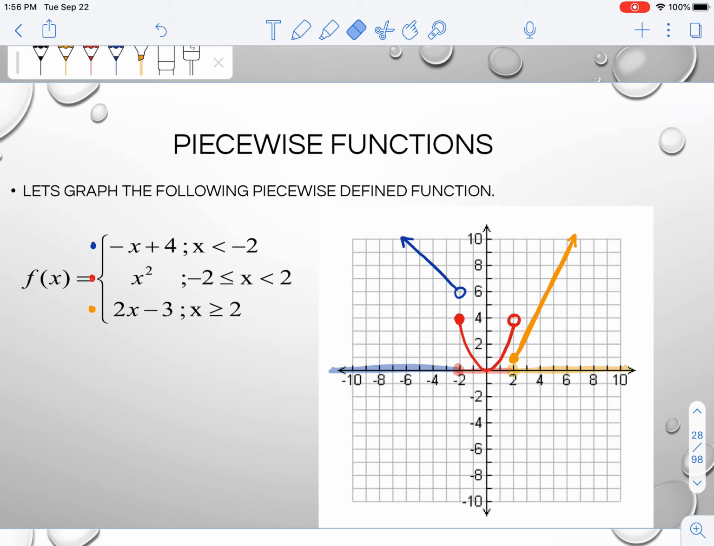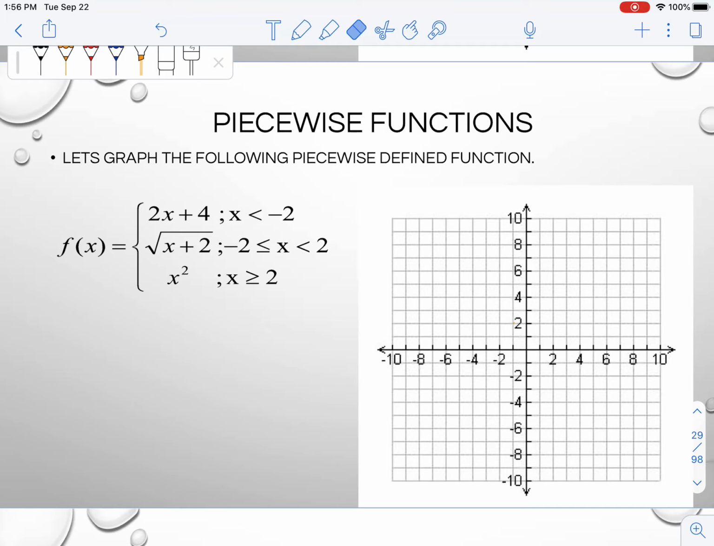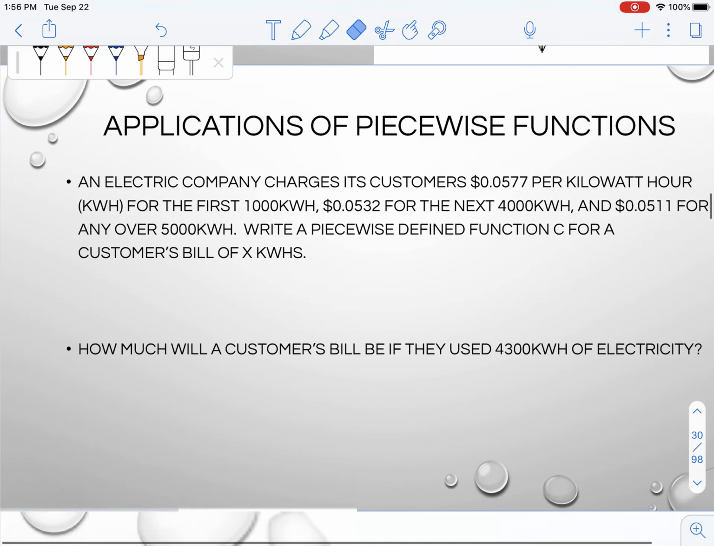All right. There is another problem here. I want you guys to try this one. We can go over it and talk about it in class. But I want you to take a minute, try this piecewise function, and then we'll go from there.